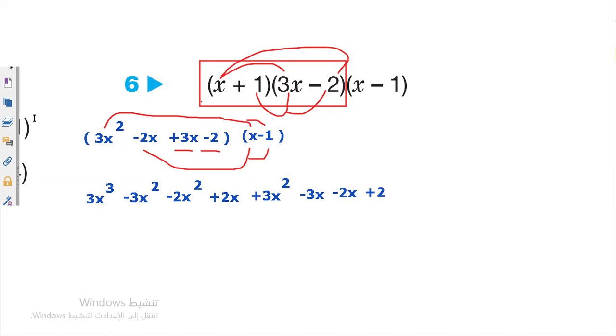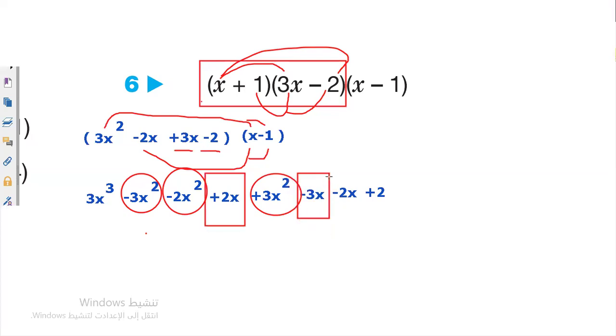Now we come to the simplifying part. In simplifying, I need like terms. This one hasn't got any like terms. These are like terms because they have x power of 2, same variable. So I'm going to work them together. And other like terms I have the 2x, negative 3x, and negative 2x. And then I write the answers. This one is the first to write, so 3x power of 3.